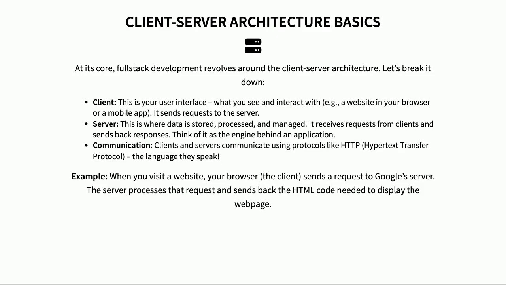Okay, let's talk about how websites work. It all starts with something called client-server architecture. Basically, you have two main players: a client, that's your browser or app, like Chrome or Instagram, and a server. The client is what you actually use. It sends requests, like, hey, show me the homepage. The server is where all the data lives and gets processed. It's like Google's computers working hard to send you the website you asked for. They talk to each other using something called HTTP. Think of it as their secret language.